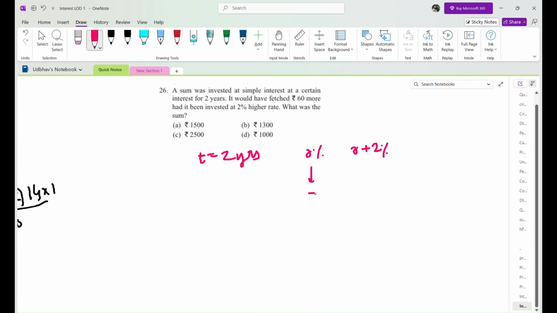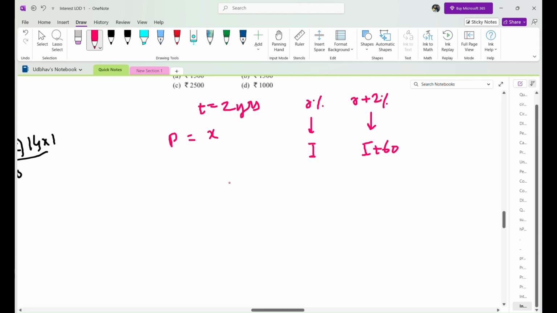If at R% we get an interest of I, then at R plus 2% we would get interest of I plus 60. What was the sum? Okay, not a big deal. Let's say the sum was X.